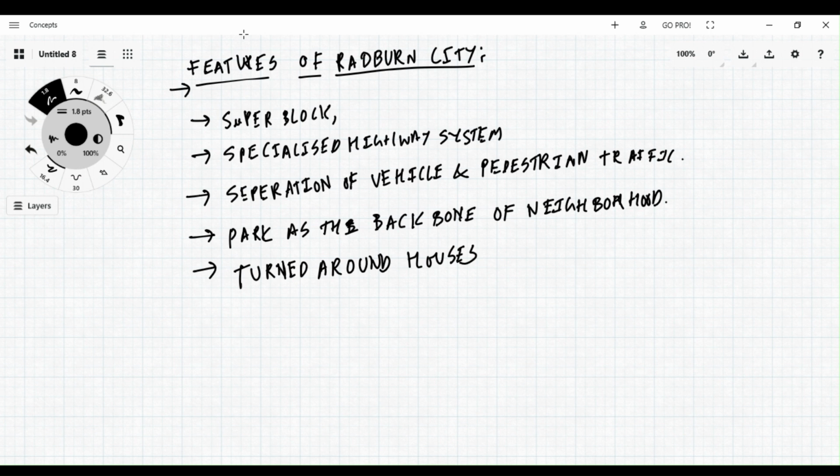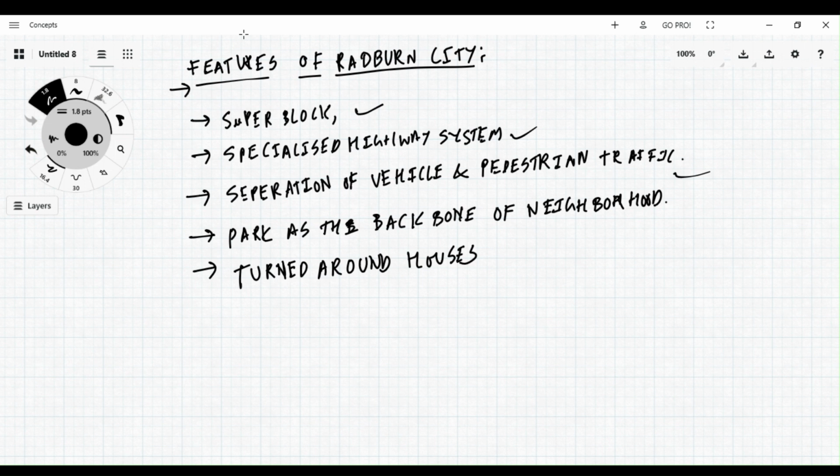See, all these super blocks I have already discussed. Specialized highway system, and that's why the main highway system will run only on the periphery, and inside, the super blocks are safe from pedestrian and vehicular traffic, with no interference of vehicular and pedestrian traffic. The park will be there in the center, as I have told, and the park will be connected by walkways from the units which are located on the back side.